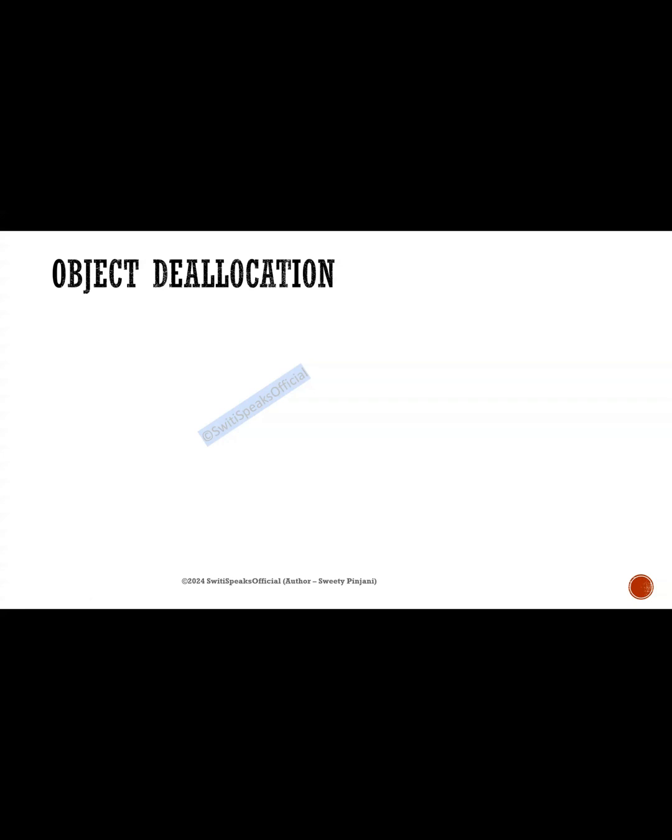Let's understand the meaning first. As the name suggests, it's object deallocation. Deallocation means you are deallocating it from somewhere. From where exactly? The object is stored in memory, so you will deallocate it from the memory. That is object deallocation. Let's understand this concept in detail now.